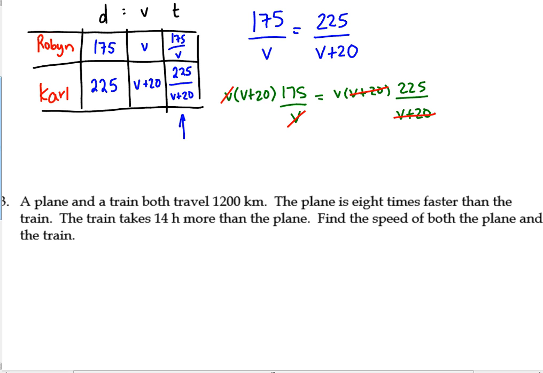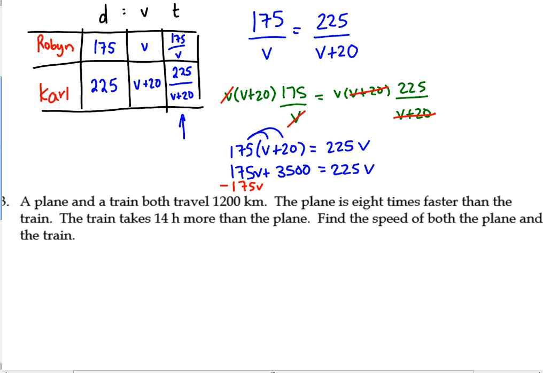All right, so I have 175 times v plus 20 equals 225v. So that's linear. It's easy to solve now. So, distributive law. Oops, I forgot a v. There you go. So we want v's by themselves. Subtract 175v to the other side.